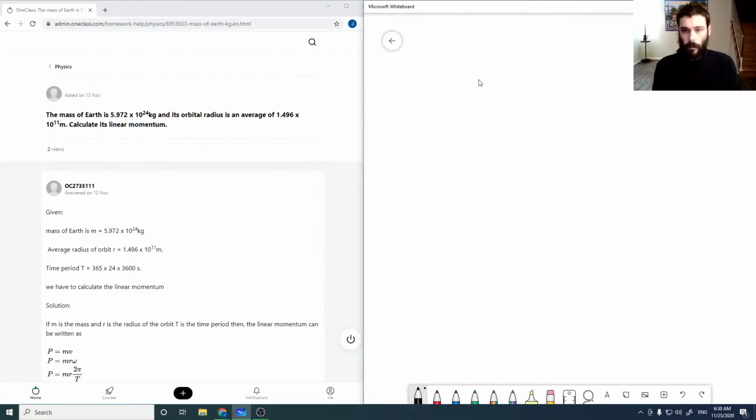Okay, so let's set this up. So we've got Earth, Sun. So the radius here is 1.496 times 10 to the 11 meters, and the mass is 5.972 times 10 to the 24 kilograms.